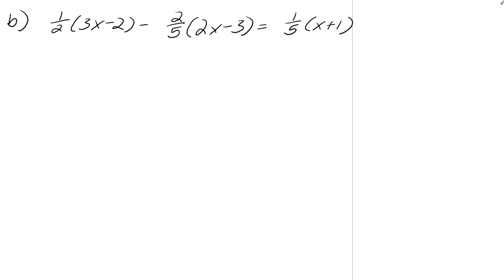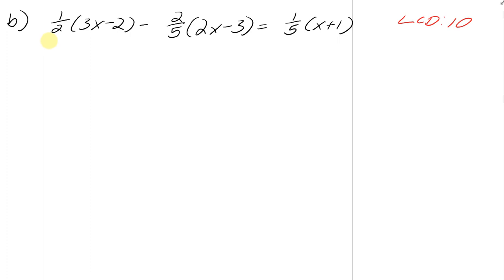So just looking at the fractions, you might want to think about this for a second. What is the LCD of all the fractions? So in this case, the LCD of all fractions is 10. And so what we talked about is you want to multiply this by each part of the equation.